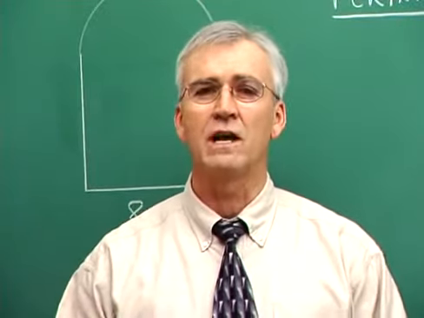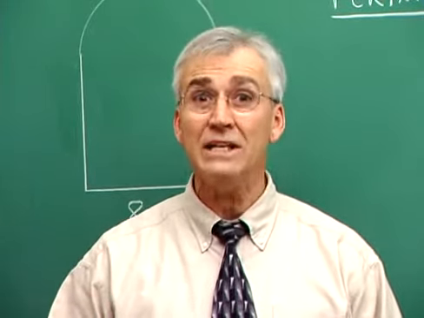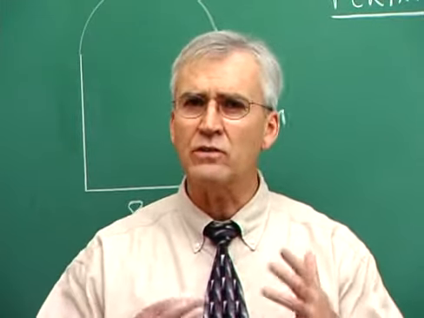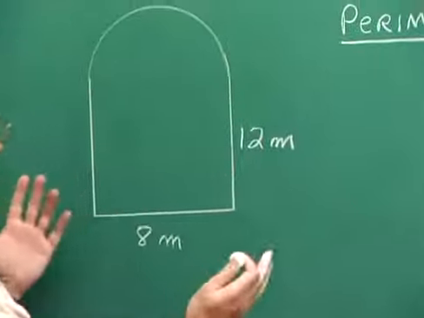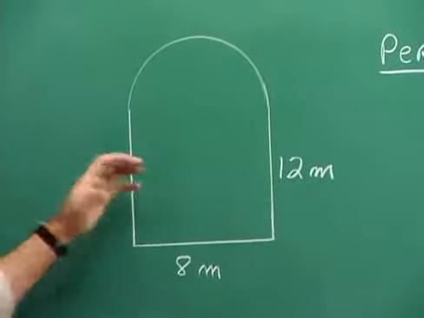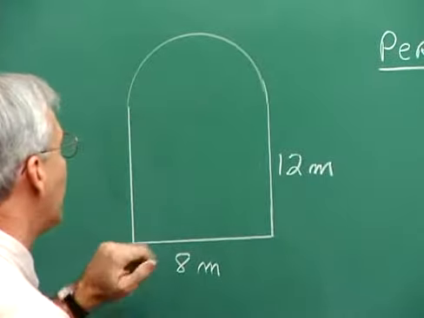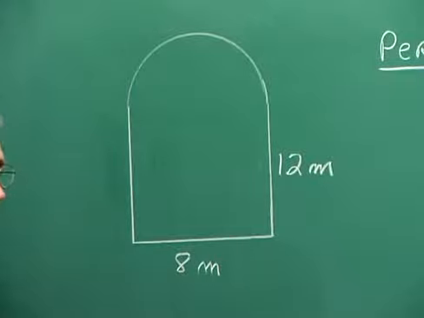Sometimes we're asked to find the perimeter of a figure which is composed of pieces of the figures that we're familiar with. So these figures I'm talking about are the composition of other figures, like this one. You see, this is not a rectangle and it's not a circle. It has a circular top and kind of a rectangular bottom, it looks like. And we're asked to find the perimeter of it.